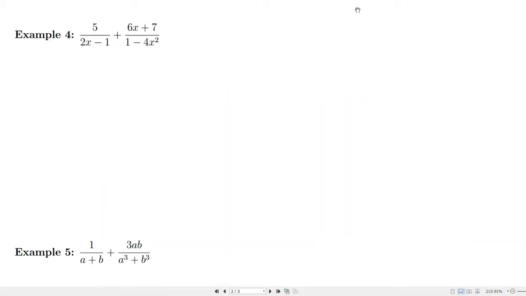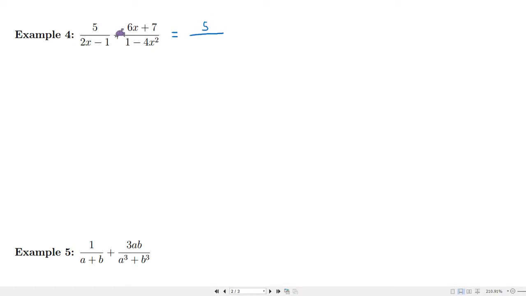So let's look at our next example. We have 5 over 2x minus 1, and then we want to add (6x plus 7) over (1 minus 4x squared). So we don't have common denominators, so we can't just immediately do this addition. So let's factor as much as we can.